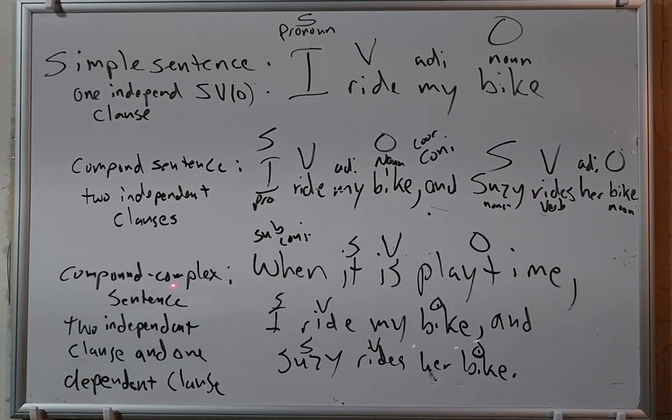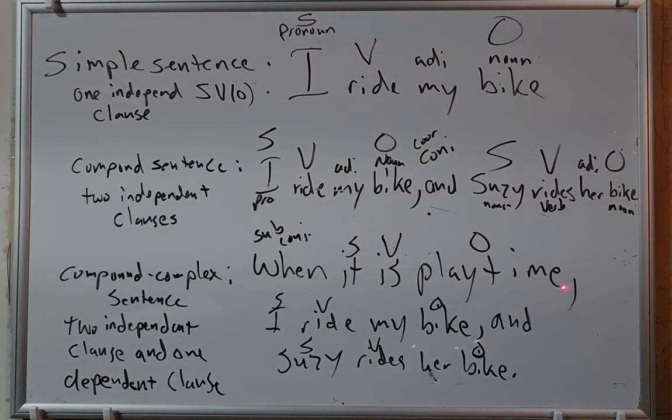Finally, the biggest sentence in English is the compound complex sentence. It has 2 independent clauses and 1 dependent clause. Here's the example. When it is playtime, comma, I ride my bike, comma, and Susie rides her bike. We see here, this is a dependent clause. You cannot say this alone. For example, when it is playtime, period.